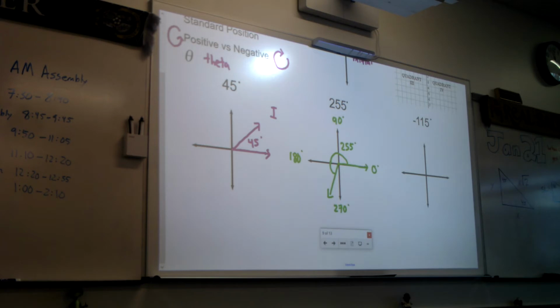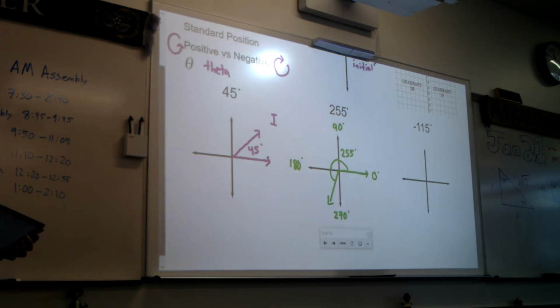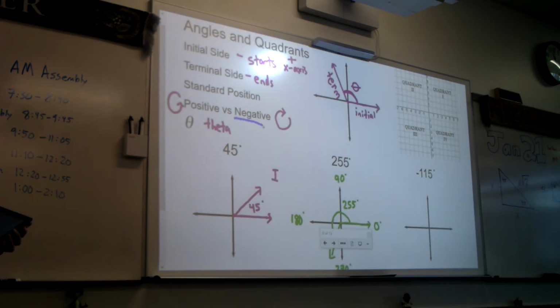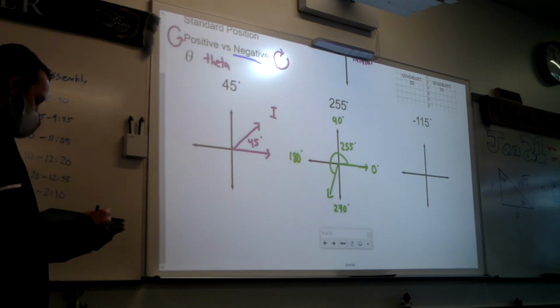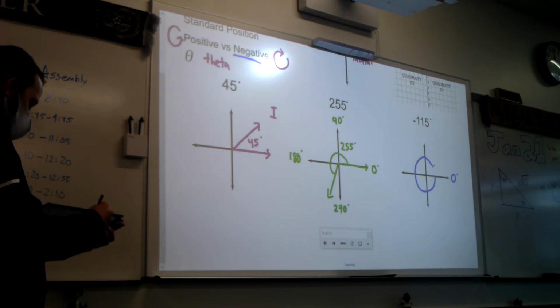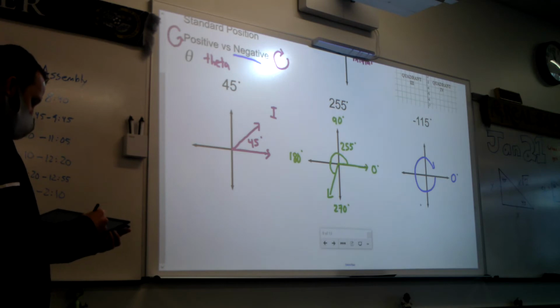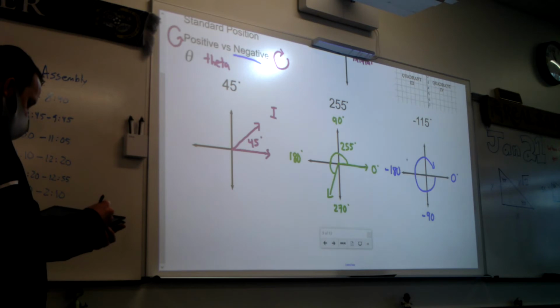We'd have to go clockwise because it's a negative. So remember up here we said if it's negative, it's going clockwise. So I'm going to label this a little bit differently. Here's 0, and then as I'm going this way, I'm going to put this is negative 90, and then negative 180, and then negative 270.